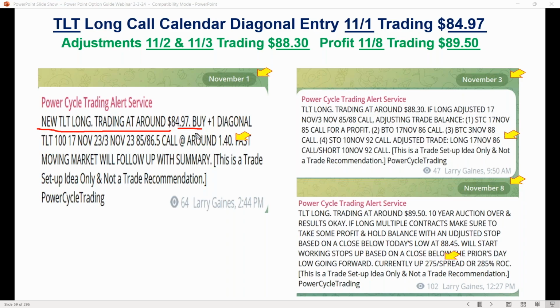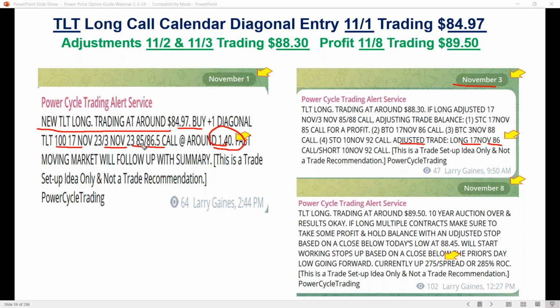It was right here. So bought the 17 November, sold the 3 November. So 85, 86. So look at this. So this was $1.50 wide spread. See that 85, 86.5. So at that time, spread was going for $1.40, so $140. Okay, so then we did a couple adjustments here, and we did adjusted trade. We adjusted this to, we're still long that 17 November, but instead of being long the 85, we adjusted up and rolled the short strike up to 86.